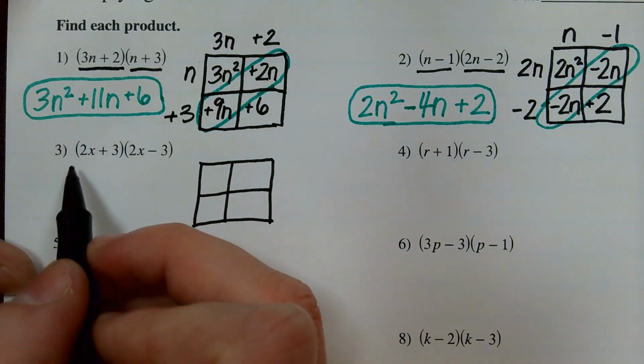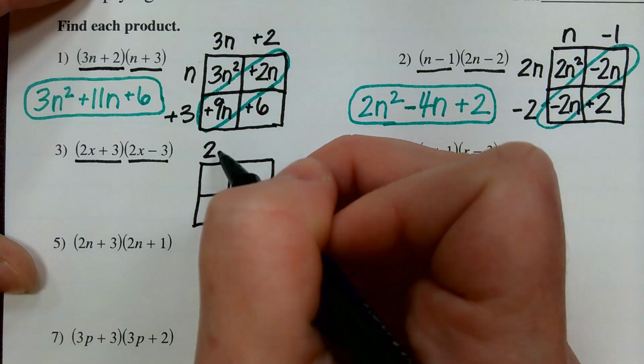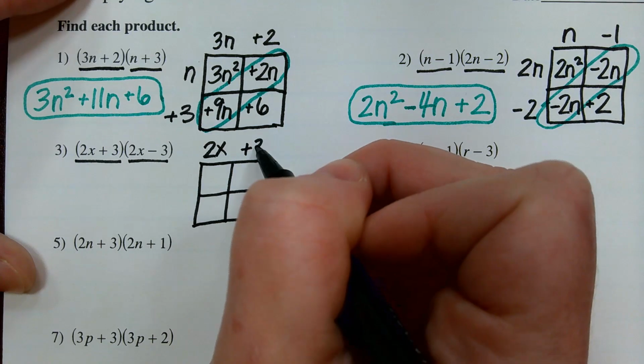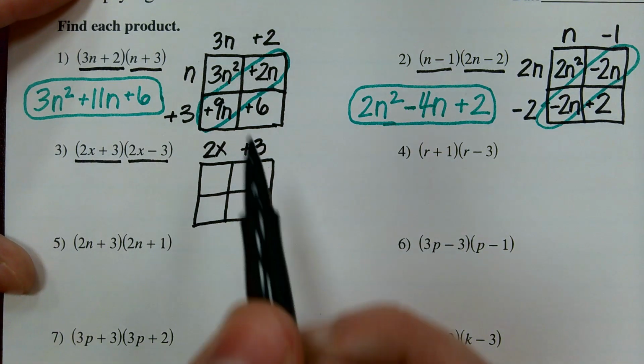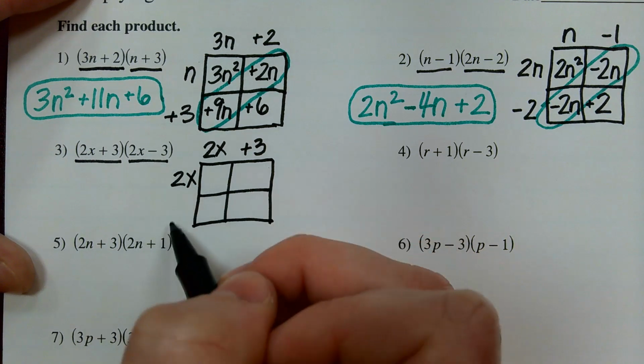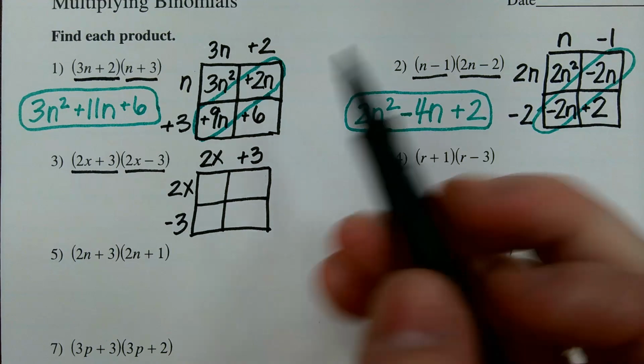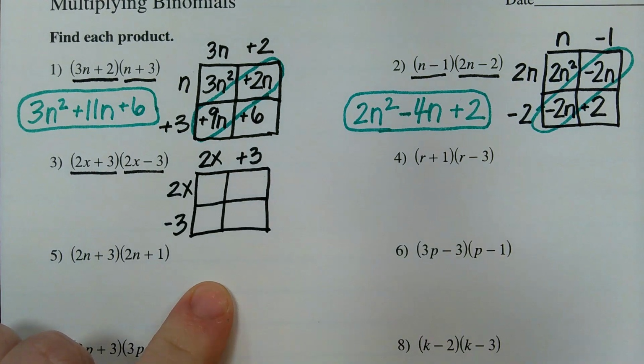Okay, what am I gonna write on top of my box? Good. 2x and a plus 3. What about the side? Minus 2x and a -3. Okay, let's multiply these out. What is 2x times 2x?